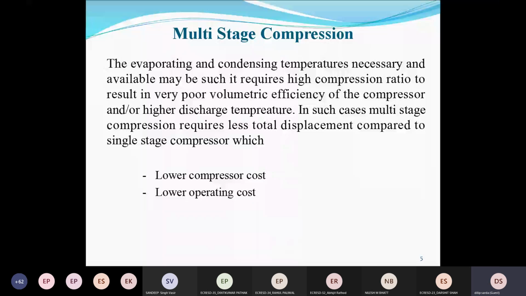In a multi-stage compressor system, we are able to reduce the volume of the refrigerant intermediately. That's why it requires a lower capacity of compressor to reduce the operating cost.